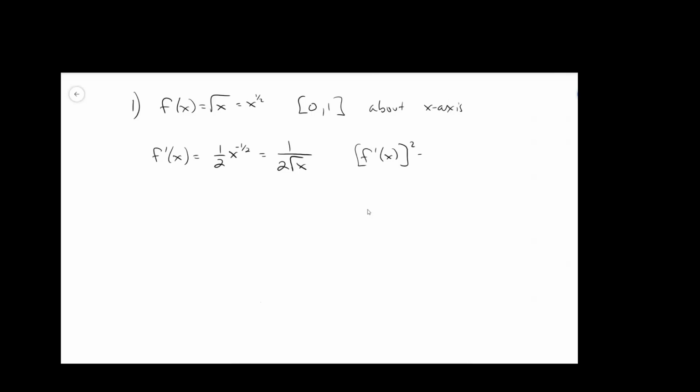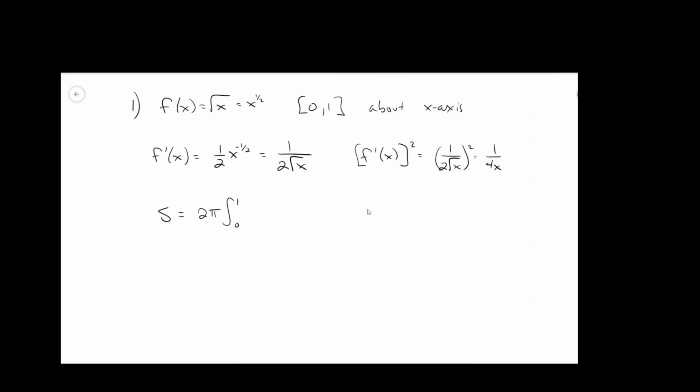F prime of x squared is going to be 1/2 root x squared. That's going to be 1/4x. Okay, so the surface area here, S, is going to be equal to the integral, and in this case we have to put the 2 pi on the front: 2 pi integral from 0 to 1 of, now in this case, again, we're revolving around the x-axis, so we have to put a y there, right?